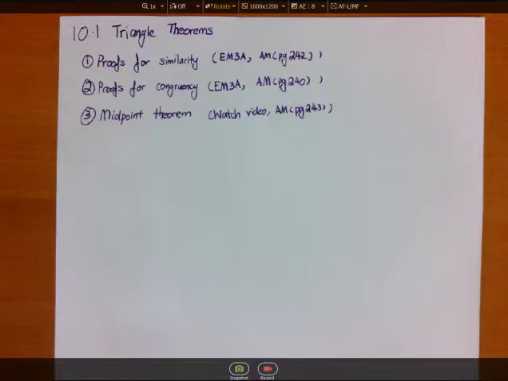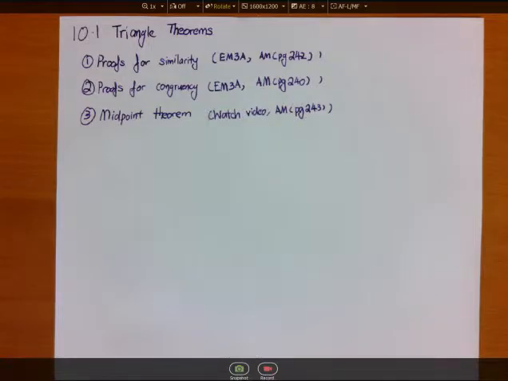Okay, welcome to chapter 10.1 Triangle Theorems. Before we even begin on this chapter on triangle theorems, there are some things that you should go and revise before embarking on this chapter. The first thing is proofs for similarity for similar triangles.